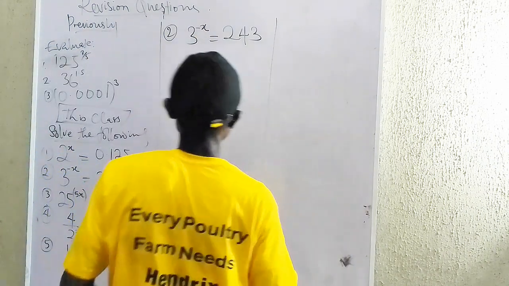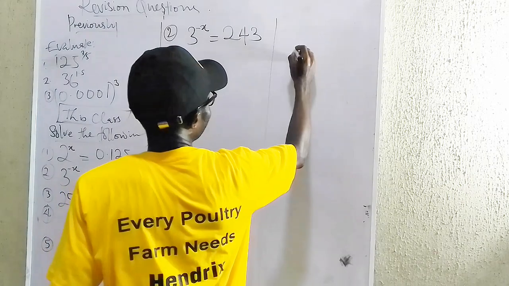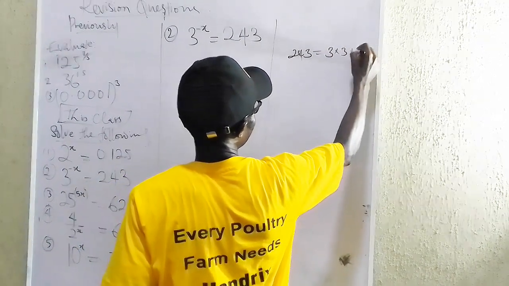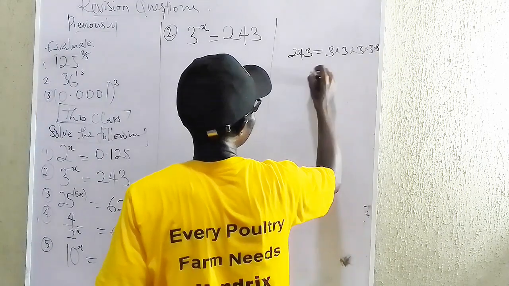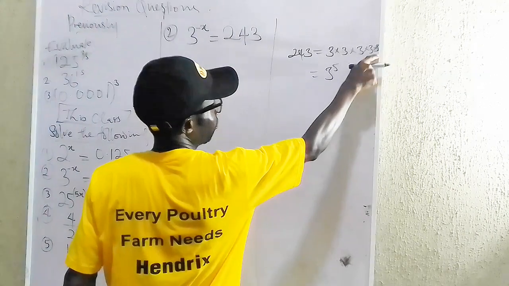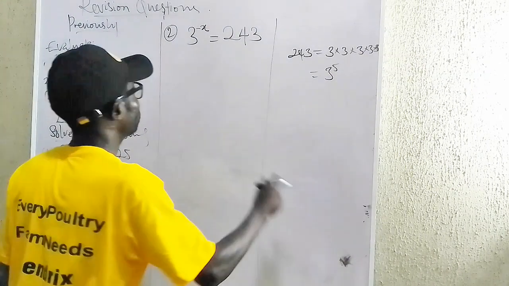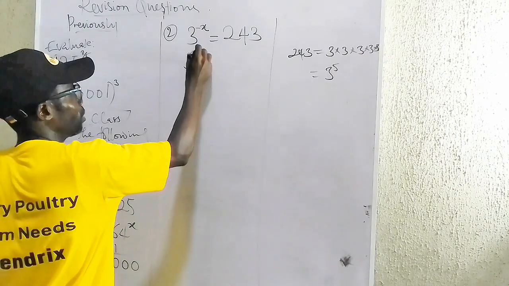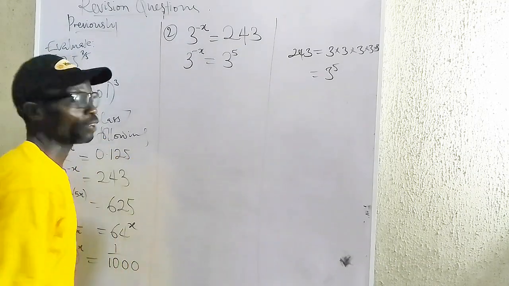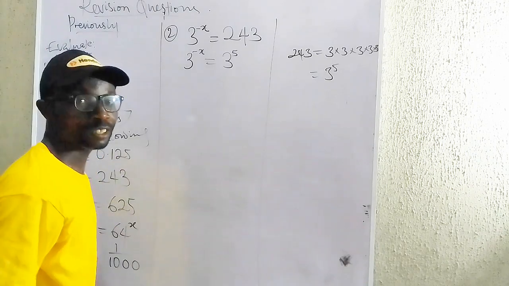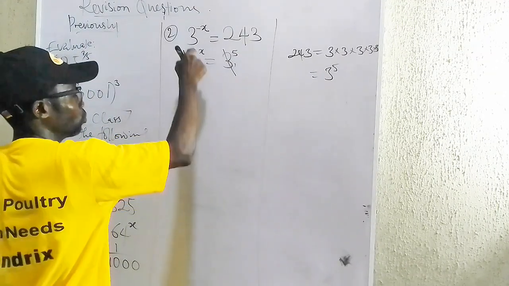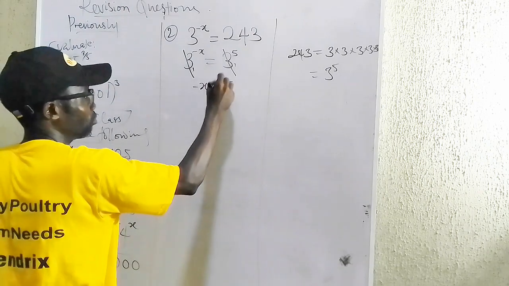Now, we already said that 243 is actually 3 times 3 times 3 times 3 times 3, which is the same thing as 3 raised to the power of 5. So we have 3 raised to the power of minus x is equal to 3 raised to the power of 5. Now that the two bases are the same, you cancel them, 1 and 1. So what remains? Minus x is equal to 5.